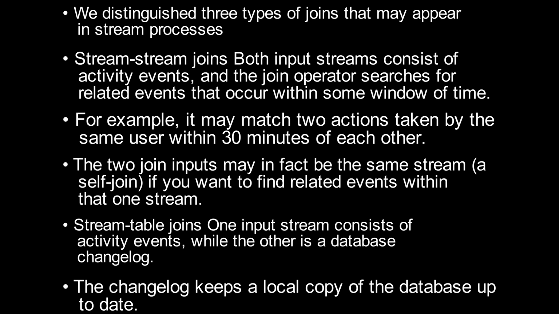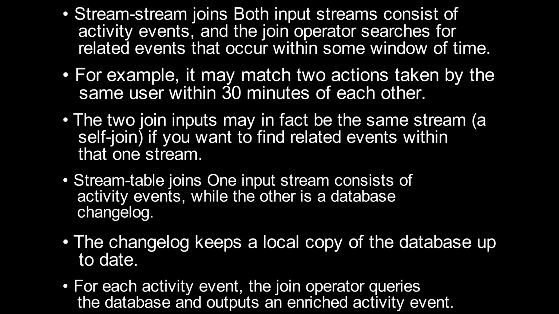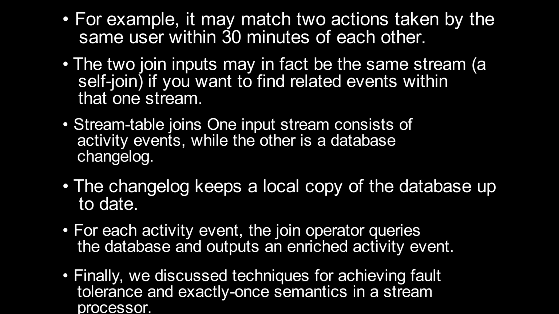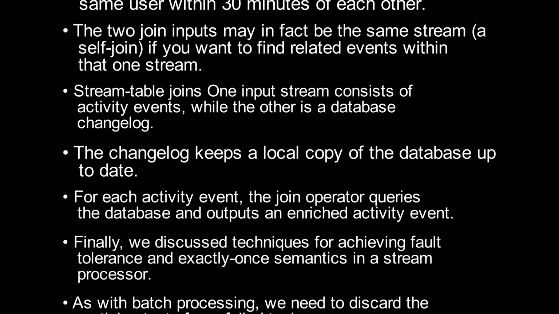Stream-table joins: One input stream consists of activity events, while the other is a database changelog. The changelog keeps a local copy of the database up to date. For each activity event, the join operator queries the database and outputs an enriched activity event.